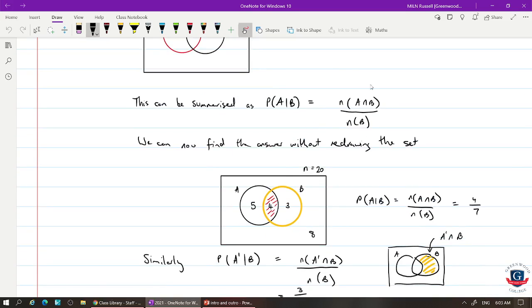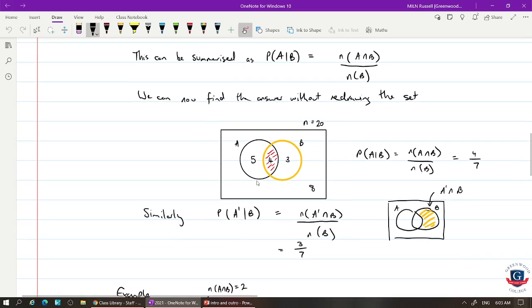Once we understand this statement, we can find the solution to P(A given B) by just looking at the original Venn diagram and not having to redraw it with just B. So, P(A given B) is the number of elements in the intersection, well that's 4, divided by the number of elements in B, well that's 7. There you go. We didn't have to redraw anything.